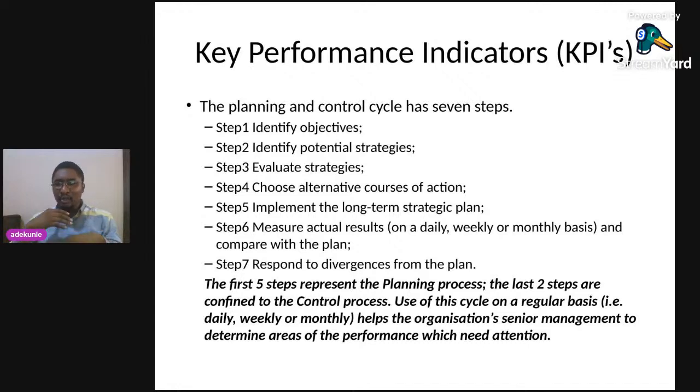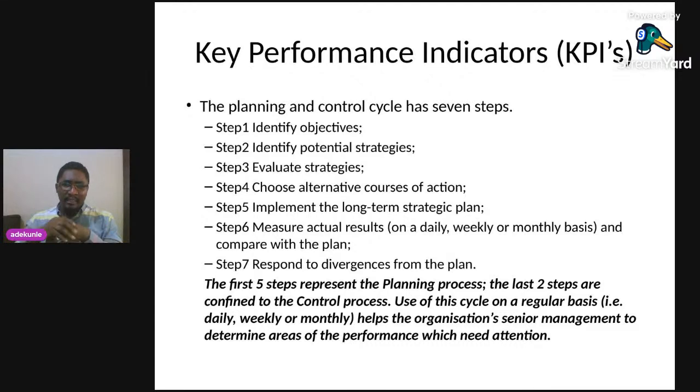Of course, you understand, you're not just creating it, it's a cycle that needs to be monitored over again. One of the things that you do when you are creating a KPI, a planning and controlling cycle: first you need to identify your objective while you are creating your indicators. Then you identify your potential strategies in achieving those objectives. Then evaluate your strategies. Then you choose the best alternate course of action. Then you find a way to implement the long-term strategic plan.